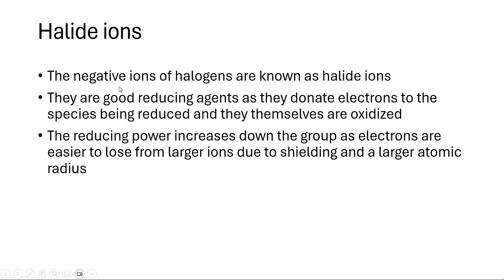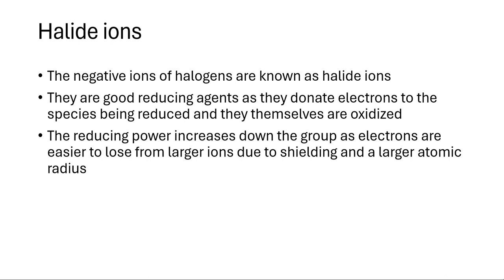Halide ions, the negative ions of halogens, are good reducing agents as they donate electrons to the species being reduced. Reducing power increases down the group. Reducing power means you reduce something else, which means you yourself oxidize, so you need to lose an electron.